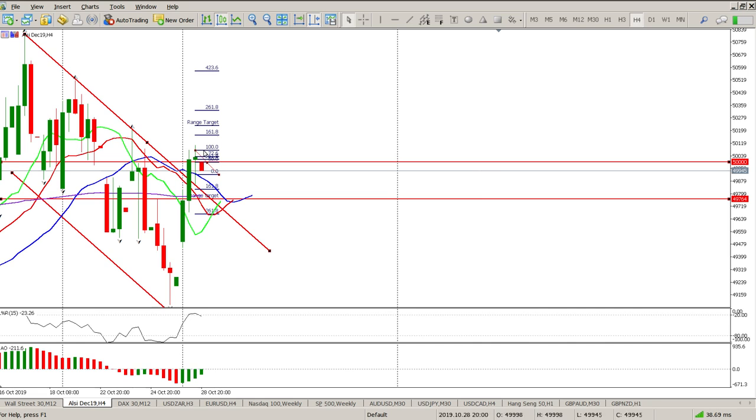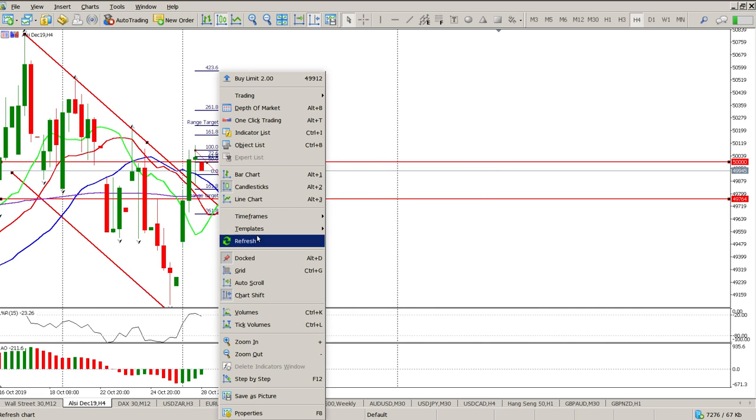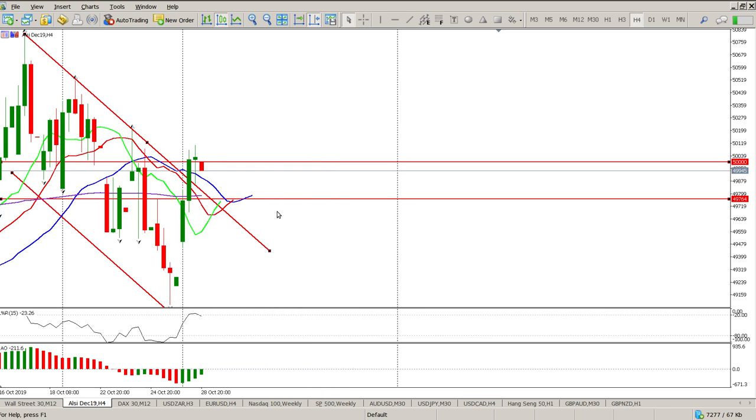So the 4 hour, we have a bit of a hanging man here. Okay, there's a hanging man. Ignore this bar, this is nonsense. But we do have a bit of a hanging man. So yeah, I'm expecting some kind of a pullback.